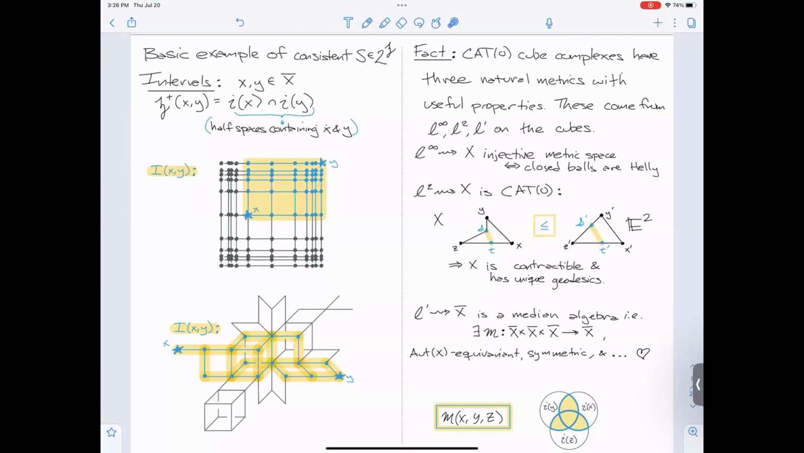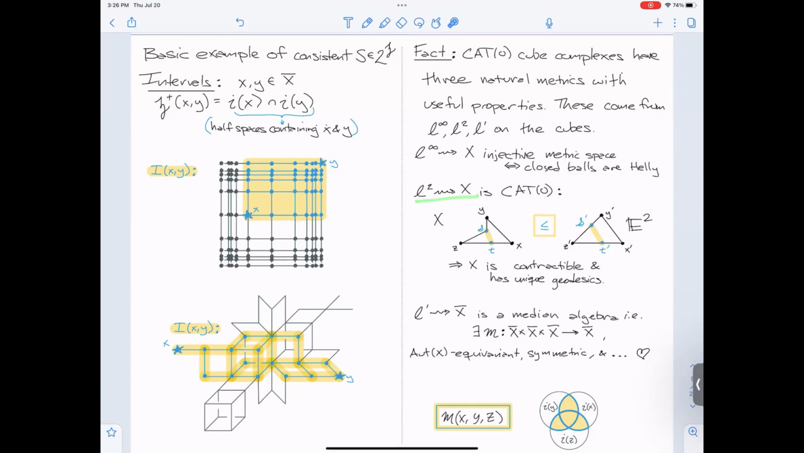So a fact is that CAT(0) cube complexes are nice because they have 3 nice metrics. The L-infinity metric makes it into an injective metric space, which tells you that closed balls are Helly.